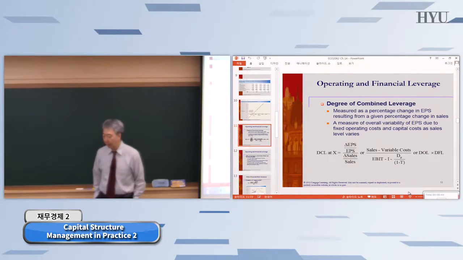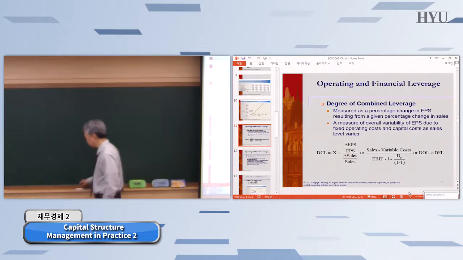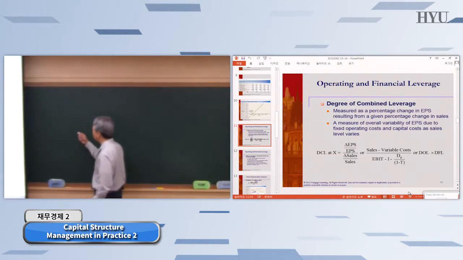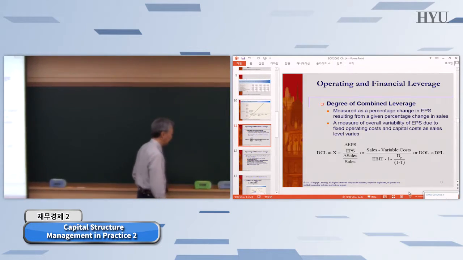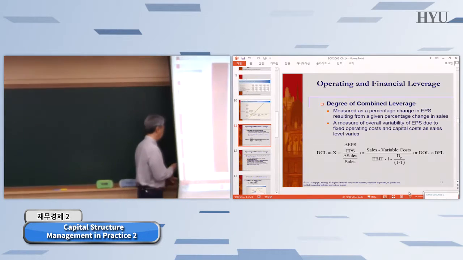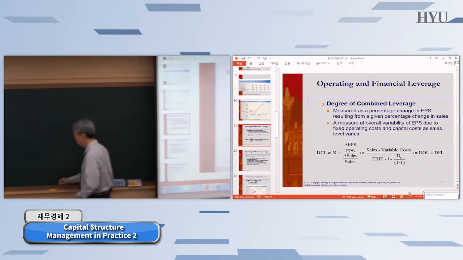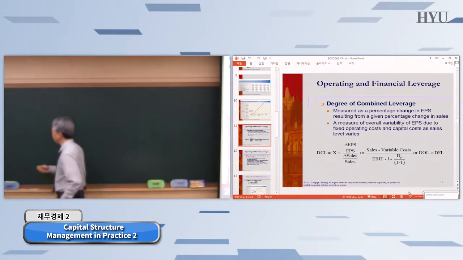If you remember, DOL, I think these white chalks are wet. I don't know what happened there.